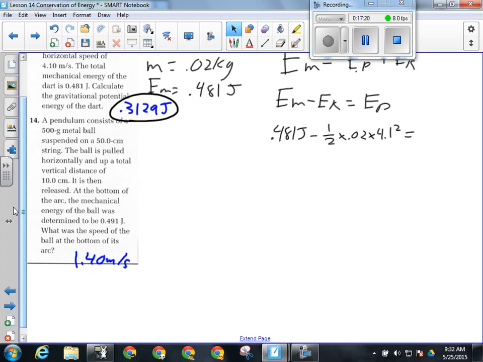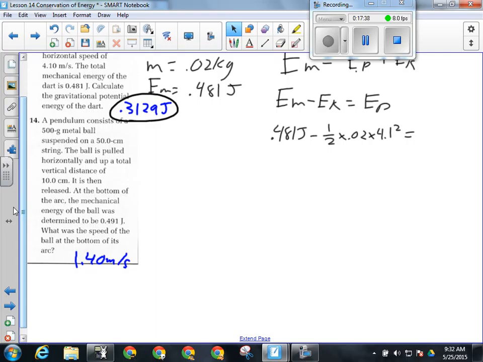The pendulum is still above the ground at the bottom of its arc. Agreed? But can it fall? No, it's attached up here. Okay, so it can't fall. So we're going to assume this is height 0, and that 0.1 meters is measured from that lowest point.